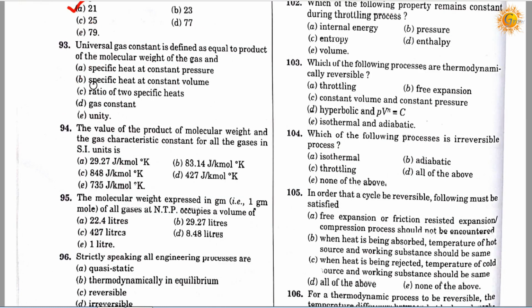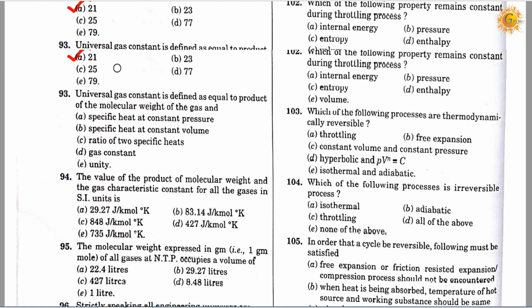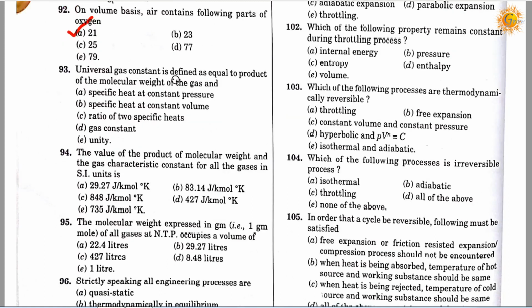Question number 93. Universal gas constant is defined as equal to product of the molecular weight of the gas and option A specific heat at constant pressure, option B specific heat at constant volume, option C ratio of two specific heats, option D gas constant, option E unity. So the correct answer is D. It will be gas constant.